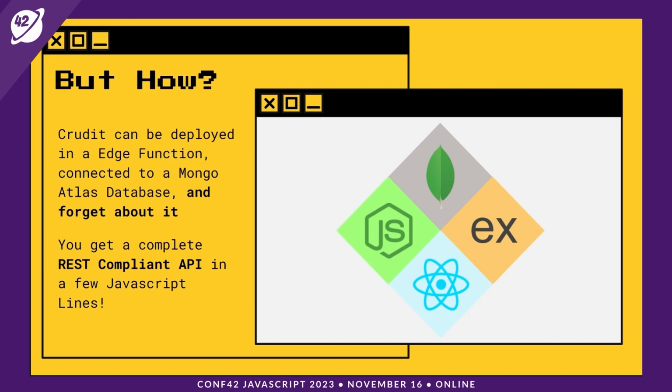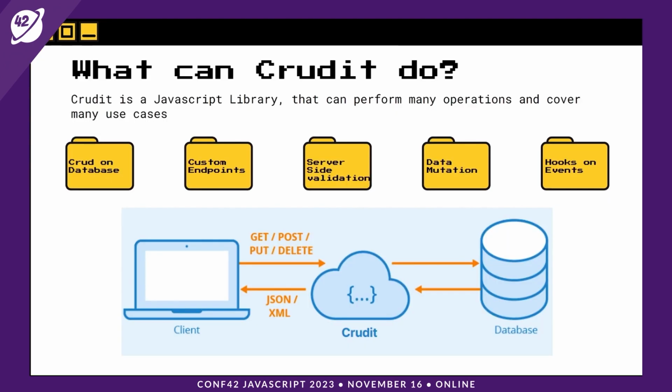We developed Crudit with serverless functions in mind, such as Lambda functions from AWS, Cloud Functions from Google Cloud, or Edge Functions from Vercel. The demo we have prepared on our GitHub is based on Vercel Edge Functions. And once you configure Crudit in this Edge Function, you get a REST compliant API with just a few lines of configuration in JavaScript.